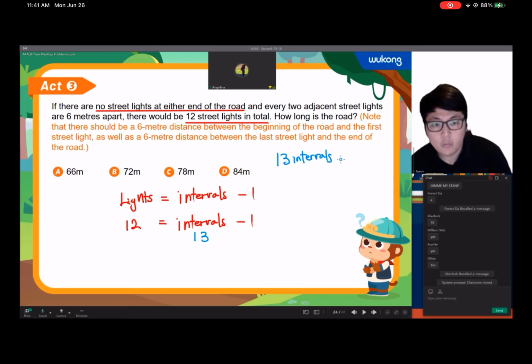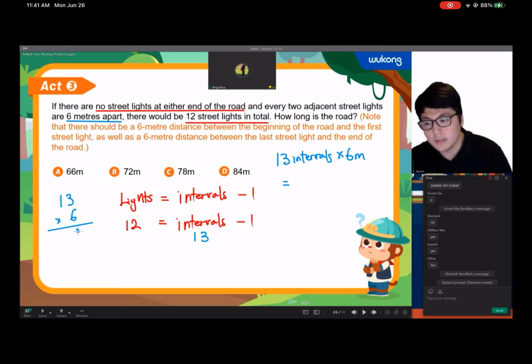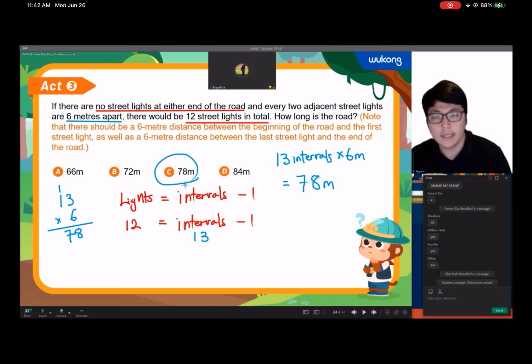But what is the distance for every interval? So how far apart are these lights? 6 meters. Yep. So that means 13 times 6 meters will be your answer. So let's do that. 3 times 6 is 18, carry 1, which makes it 78. So that's why it's 78 meters. Do you understand?